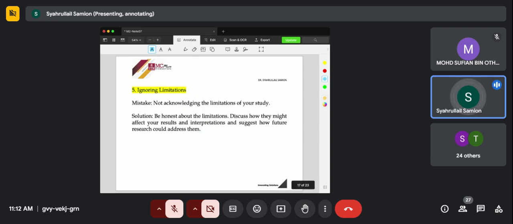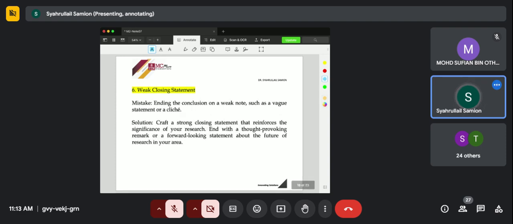Okay, so ignoring limitation, not acknowledging the limitation of your study. So be honest about the limitation, discuss how they might affect your result and interpretation, and suggest how future research could address them. So it is quite straightforward.